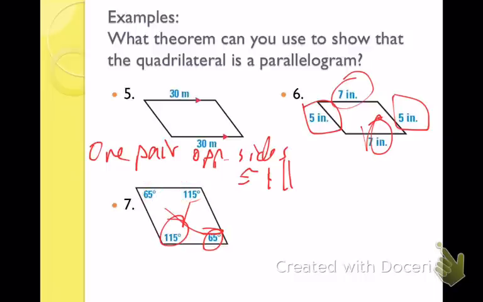Or, like I said before, you could show that these consecutive angles are supplementary and these consecutive angles are supplementary, which is kind of a long way of showing that the opposite angles are congruent, but you could do that as well. Okay? But at number 6, if you wanted to say what theorem you were using, you would say both pairs of opposite sides are congruent, says this is a parallelogram. And number 7, you'd say that both pairs of opposite angles are congruent, means that this is a parallelogram.